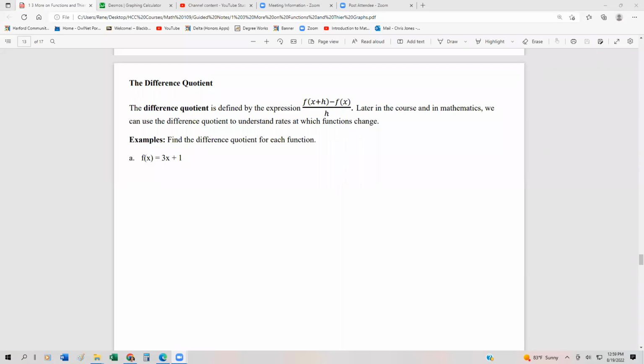In this last video, we're going to take a look at the difference quotient. And the difference quotient is going to be evaluated by this expression. So it's going to be f at x plus h. So we're going to start by substituting x plus h back in for x, minus f at x, divided by h. And then we're going to simplify whatever the resulting expression is after we go through and simplify the numerator.